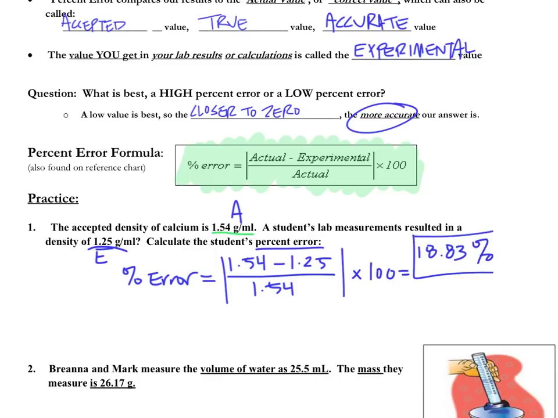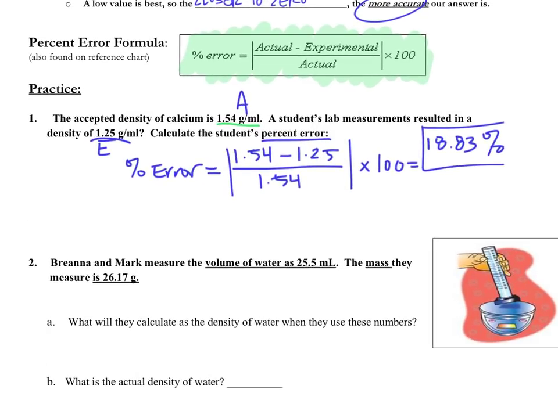Now, 18.83 isn't very close to 0. So 18.83, in my opinion, is pretty high. A lot of times if that was the case, I might make you redo your lab or maybe try to find the errors myself so that I can help you, because 18.83 is a little high. You want it a lot closer to 0. Ideally, less than 10% is a lot better.